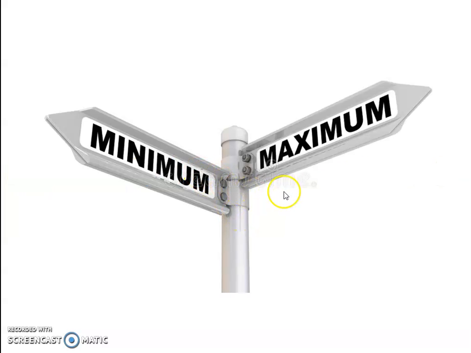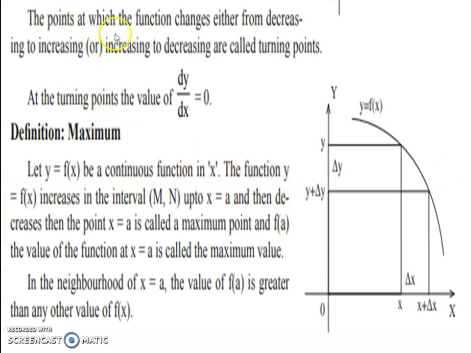Yes, maximum and minimum. The points at which the function changes either from decreasing to increasing, or increasing to decreasing, are called turning points. That is important, as shown in the diagram. Y is equal to f of x lies in the first quadrant, increasing or decreasing depending on the turning points, where the value dy by dx equals 0. Obviously, the slope is 0.